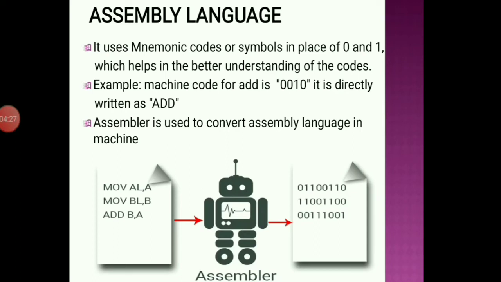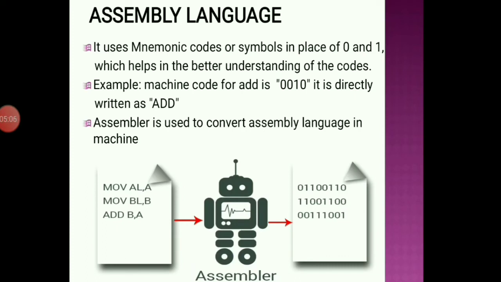Assembly language was developed in the 1950s. It uses many codes or symbols in place of 0 and 1, which help in the better understanding of the codes. For example, the machine code for add is 0010. It is directly written as add with the help of assembly language. But as we know, the computer understands only binary codes, so we need a translator, that is the assembler, which is used to convert the assembly language into machine code.